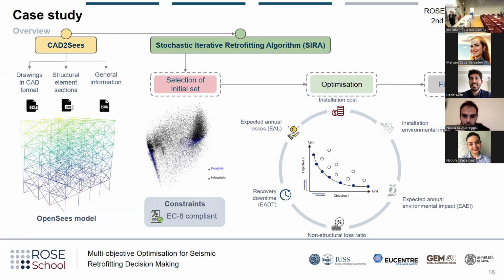So I spoke a lot, and now what are you going to see. The procedure, as you see, starts with the selection of the initial set. It uses the tool to generate the building, and it uses the CERA to generate the initial set, and then it does the optimization with 6 different objectives, and we will have the final designs. I will show you.